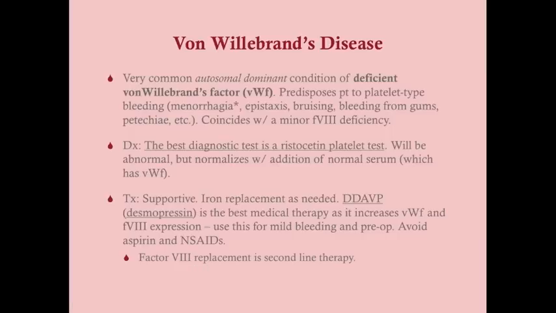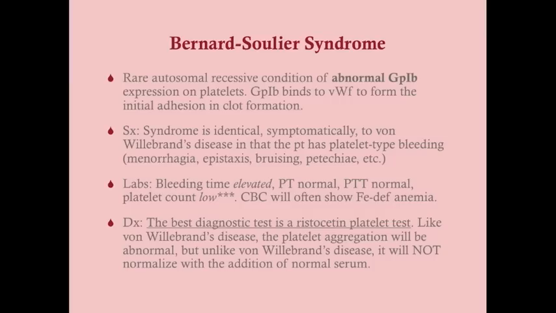Okay, the next disease we're going to talk about is Bernard-Soulier Syndrome. So Bernard-Soulier Syndrome is very similar to von Willebrand's disease, except for the fact that this is more rare, it's an autosomal recessive condition, and it's a disease that's caused from an abnormal GP1B expression on the platelets. So remember, von Willebrand's disease was a low amount of von Willebrand factor. This is a low amount of GP1B expressed on the platelet.